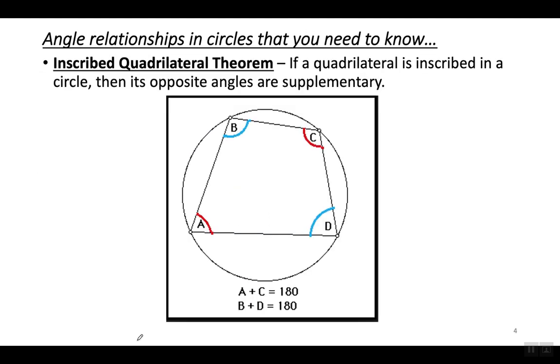Here's another easy relationship that you need to know, which is the inscribed quadrilateral theorem. Whenever you have a quadrilateral inscribed in a circle, inscribed means that all the vertices are on the circle, then opposite angles are supplementary. So this angle is supplementary with this one, and this angle is supplementary with this one. That's very simple.